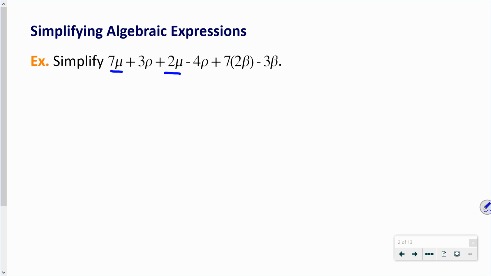So I see this Greek symbol. I see that I have 7 of them, and later on that I'm adding 2 of them. And so I can add 7 plus 2, and I get 9 of them. And it almost doesn't matter what the them is. In this case, it's the Greek letter mu.